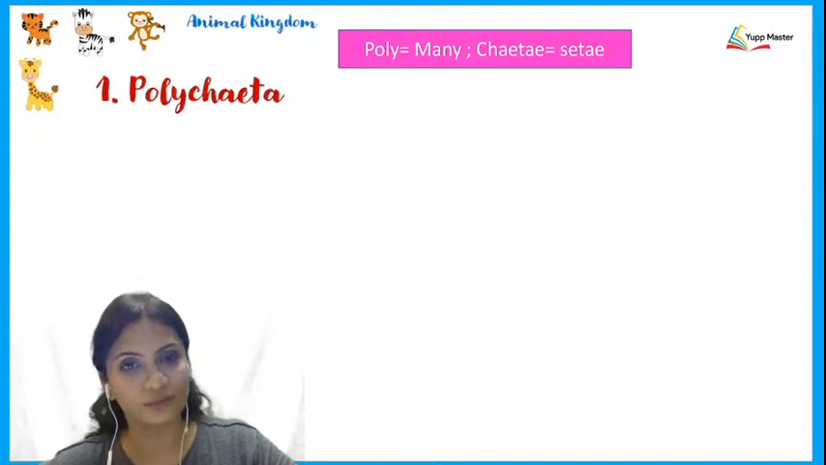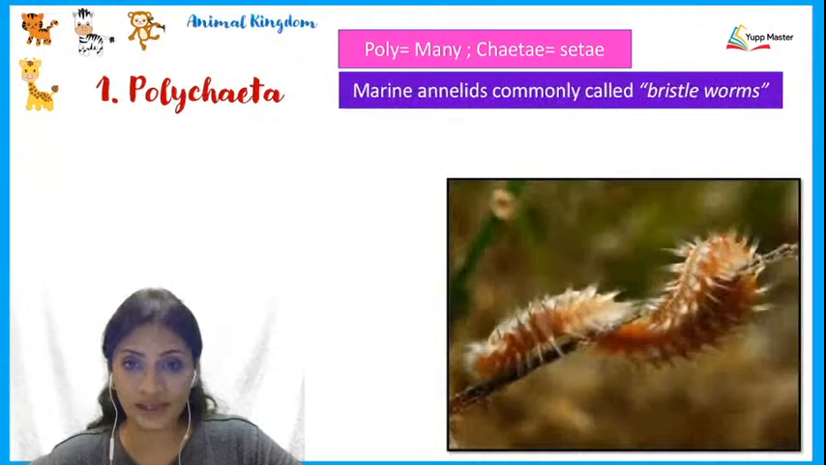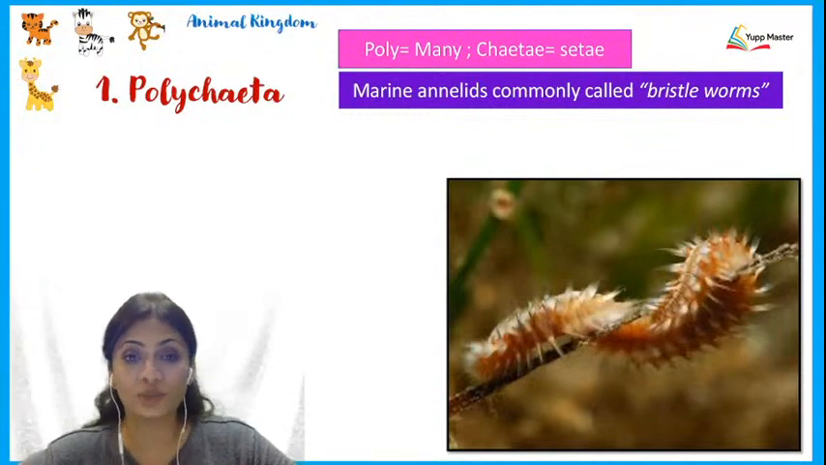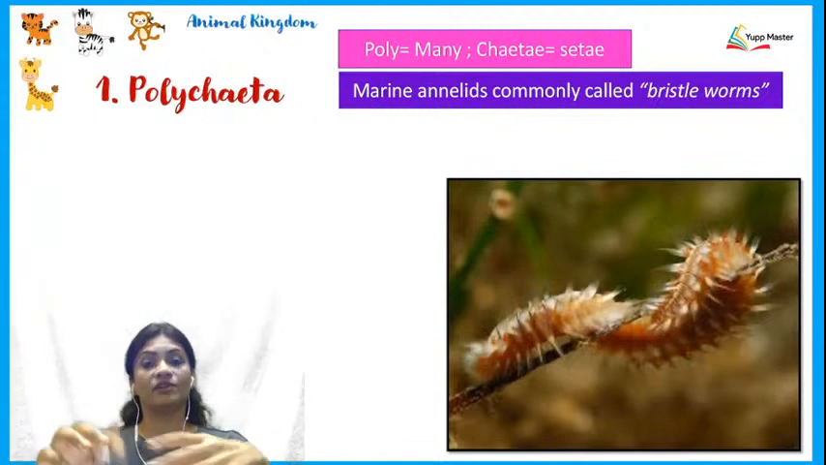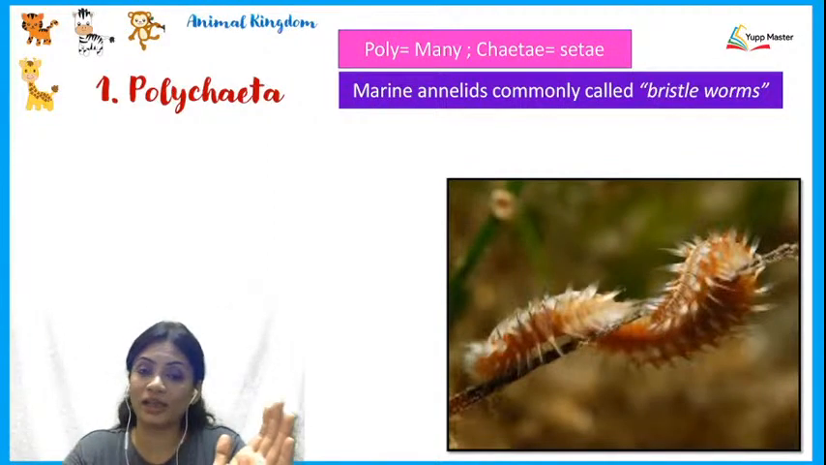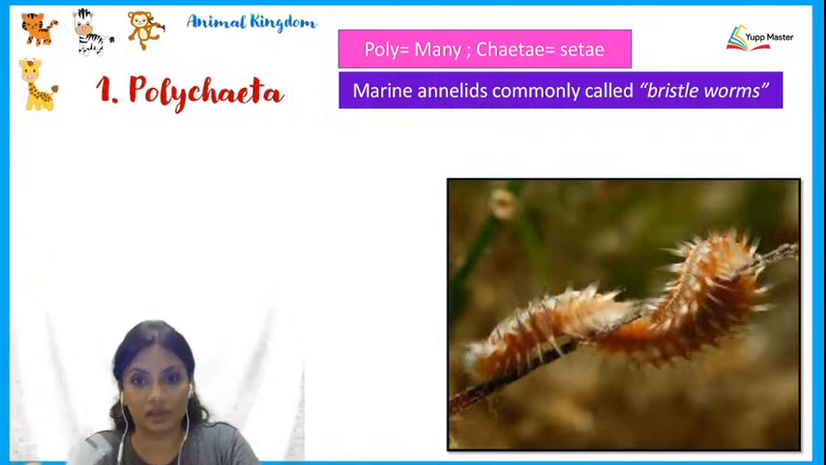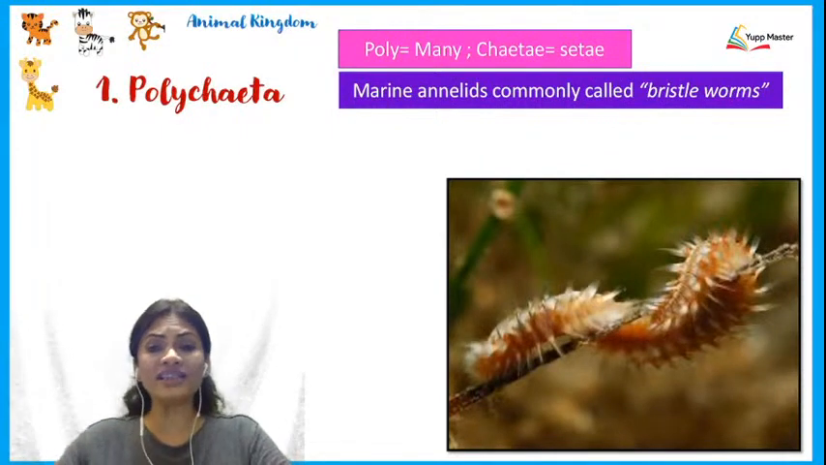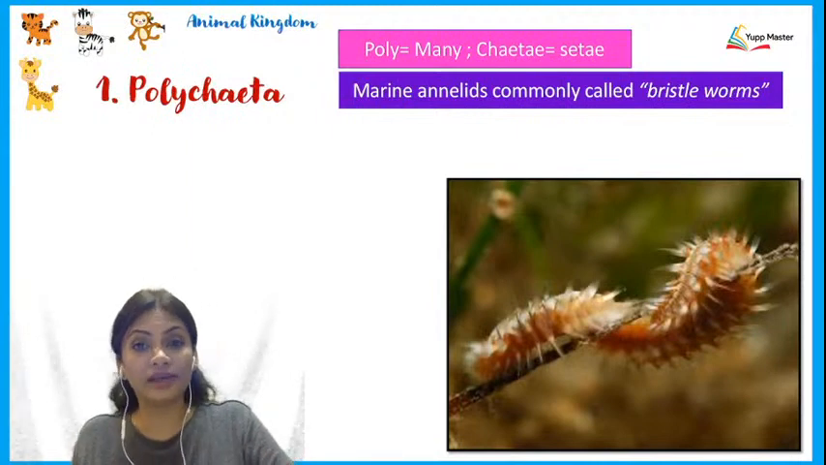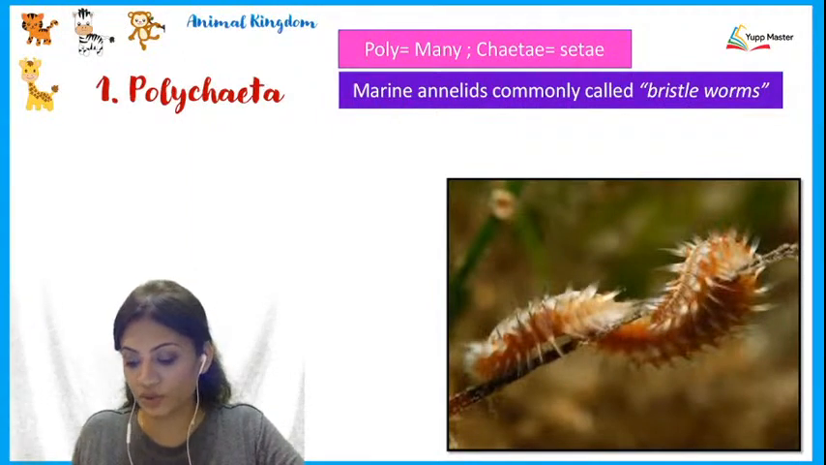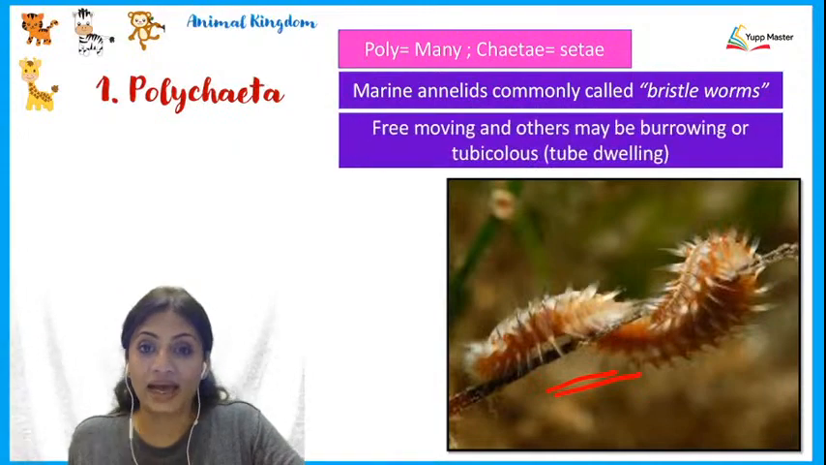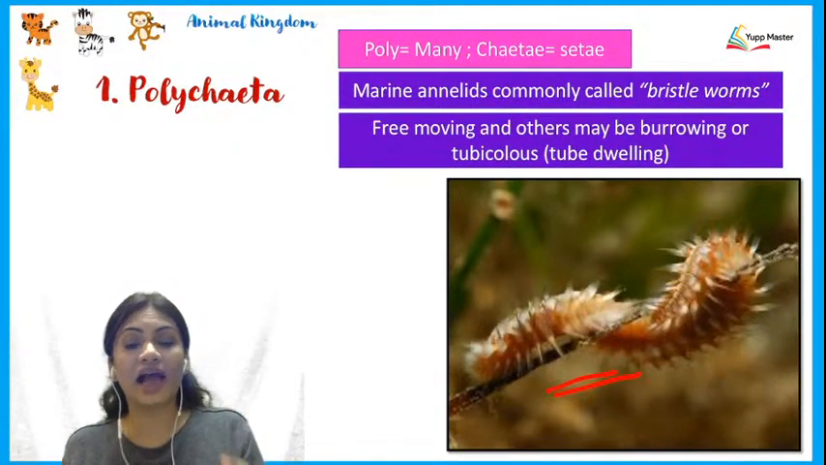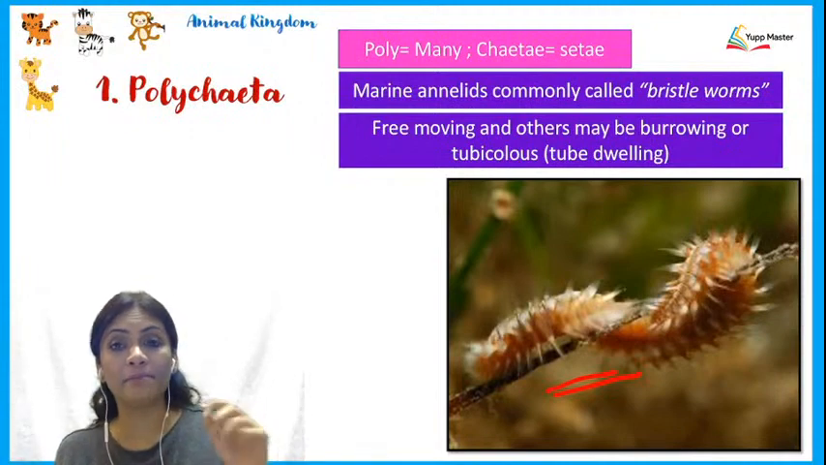in order for that annelid to perform locomotion. So in Polychaeta we see that these are mostly the marine annelids. Now, in the beginning of this lecture, we saw that when we're talking about an annelid, it could be found either aquatic or terrestrial. Talking about the aquatic ones or the marine ones, these are mostly Polychaeta. These marine annelids are commonly called bristle worms. What you see over here is a bristle worm and it is freely moving, and they either may be free moving or they might be burrowing also.